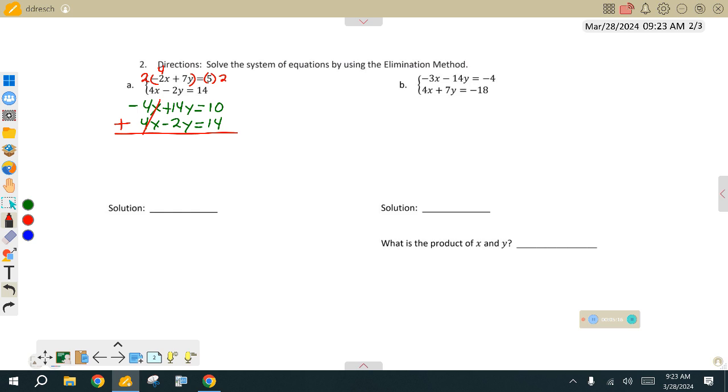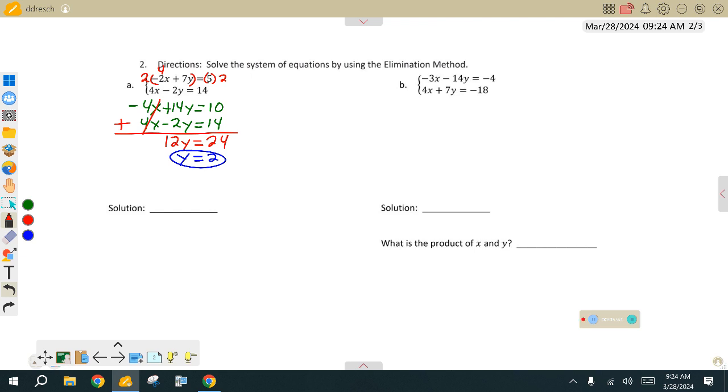Eliminates, they're gone. 14y minus 2y is 12y, and 10 plus 14 is 24, right? And it's a quick solve. What do we got to do to solve for y? Y is 2. Okay? Again, sophomores, we did this last year in Algebra 1. You should have done it in 8th grade. My freshmen, we should have done this again in 7th grade and 8th grade, and we're reviewing it now.